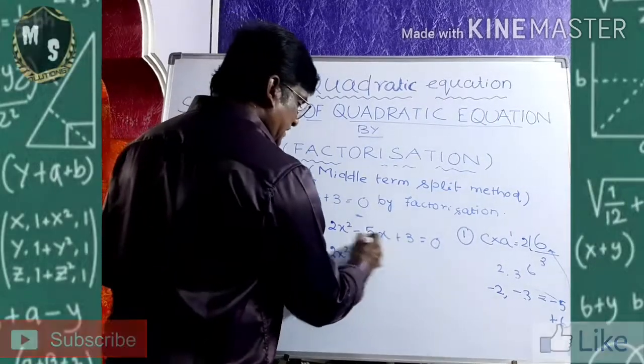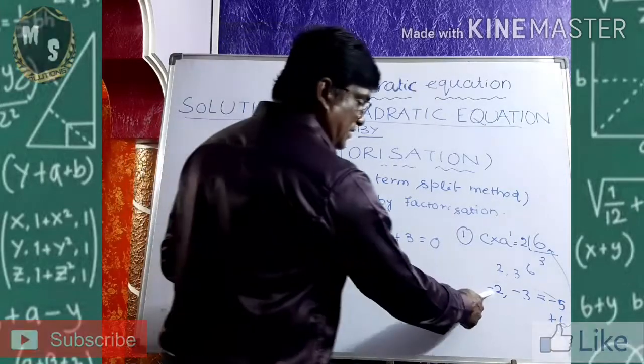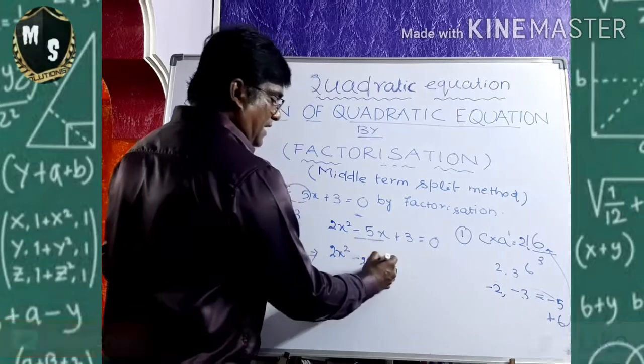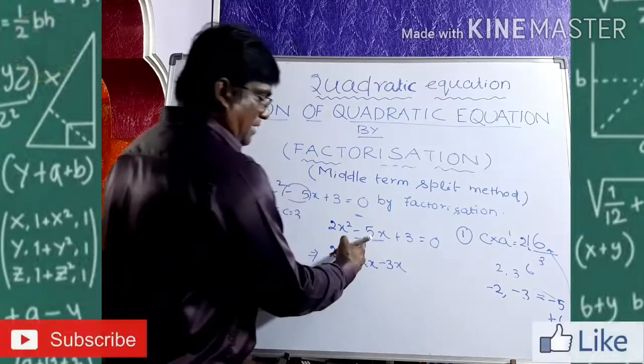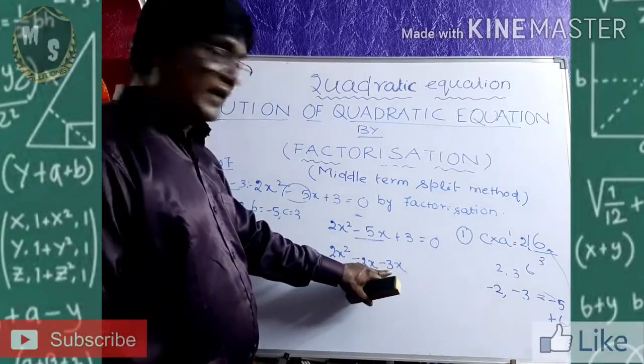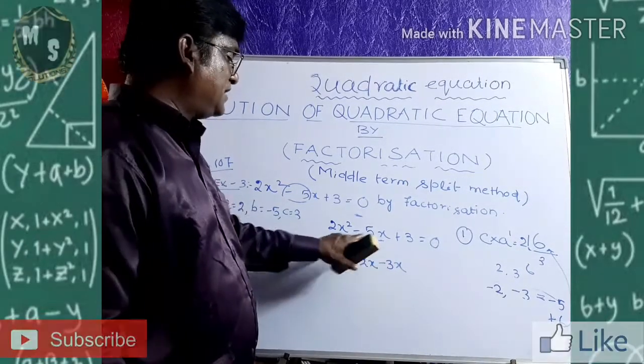Now I can split this minus 5 into minus 2 and minus 3. Now I write here minus 2x and minus 3x. See, my middle term is split now. So minus 2x and minus 3x make minus 5x.